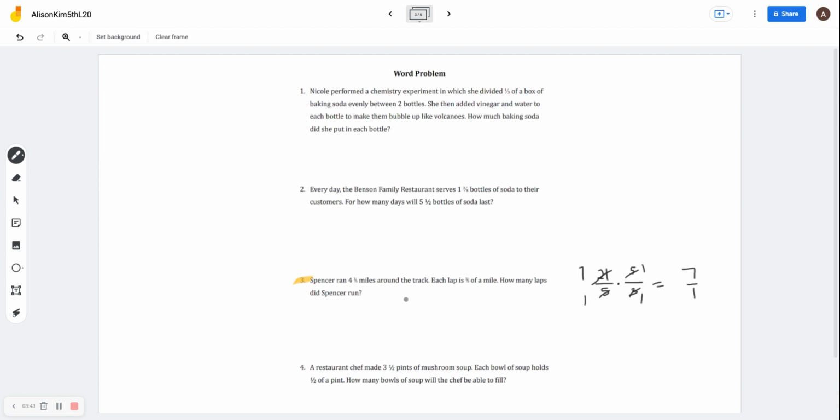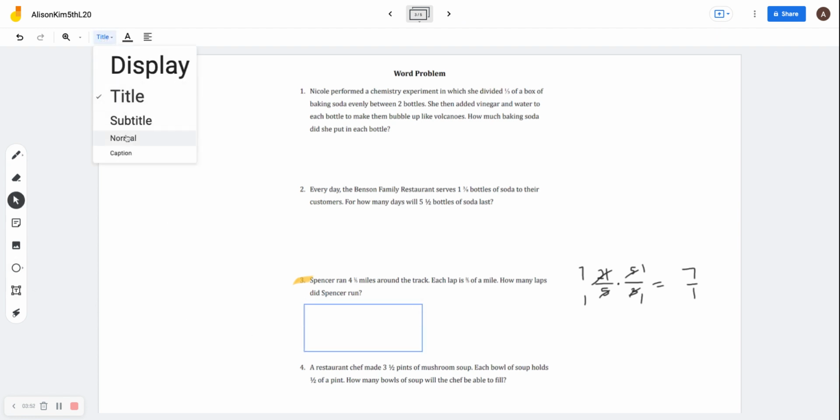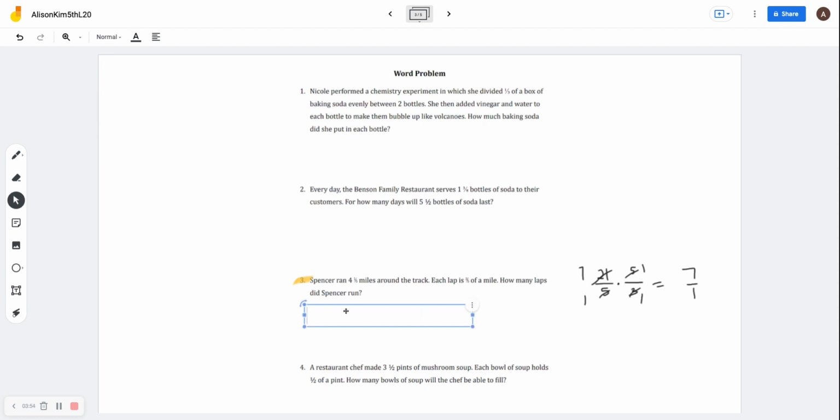So our answer would not be just 7, because once again, this is a word problem. So we're going to have to put units, and in this case, it's going to be laps, because we're finding the total number of laps that Spencer ran. So it'll be 7 laps, and that'll be your final answer.